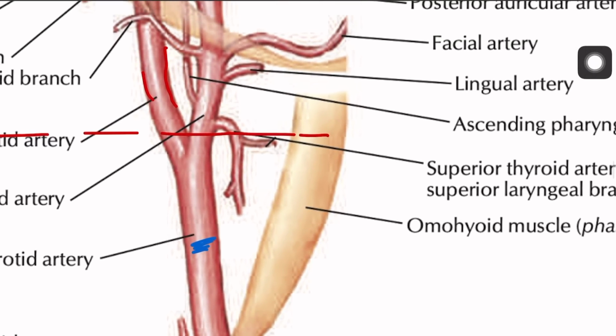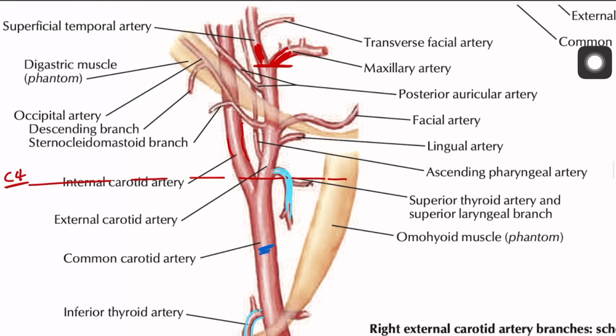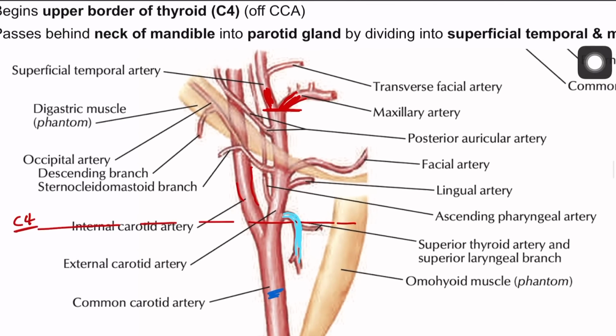So this is the external carotid artery. The first branch that comes from it is the superior thyroid artery. Okay. So there is another question asking about the branches of the external carotid artery. The way I prefer to classify these branches is branches from the anterior surface of the external carotid artery, the branch from the posterior surface, the branch from the medial surface, and two terminal branches.